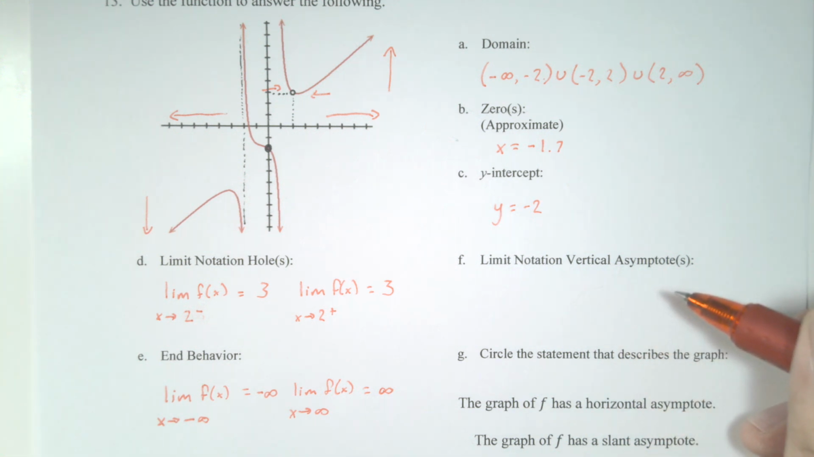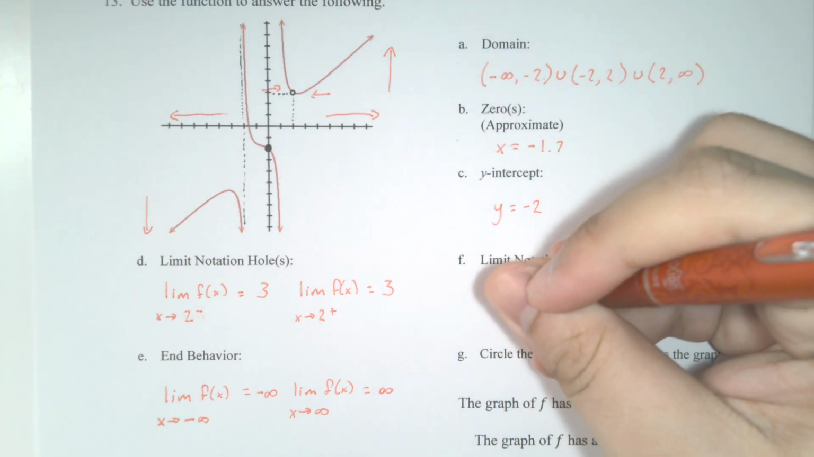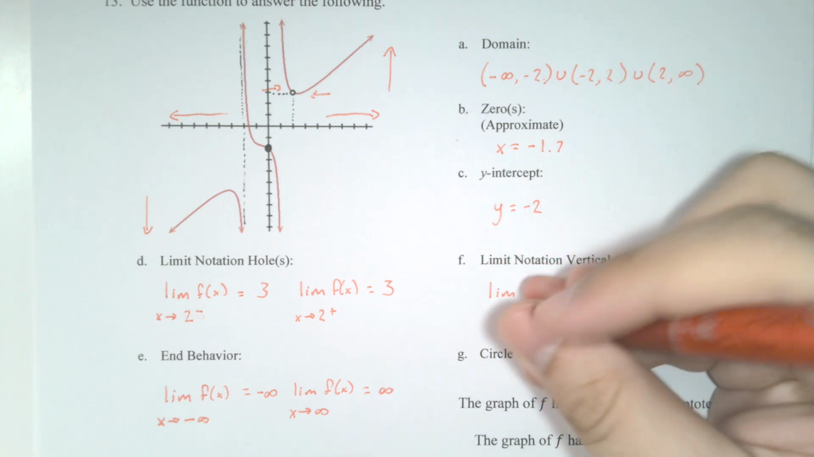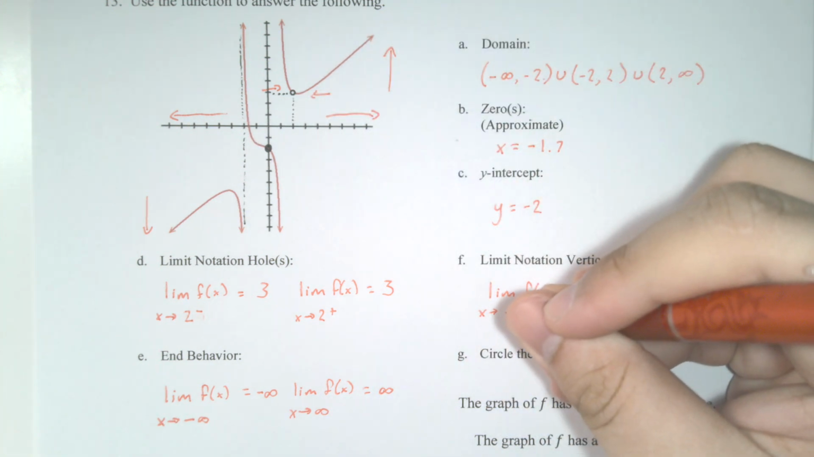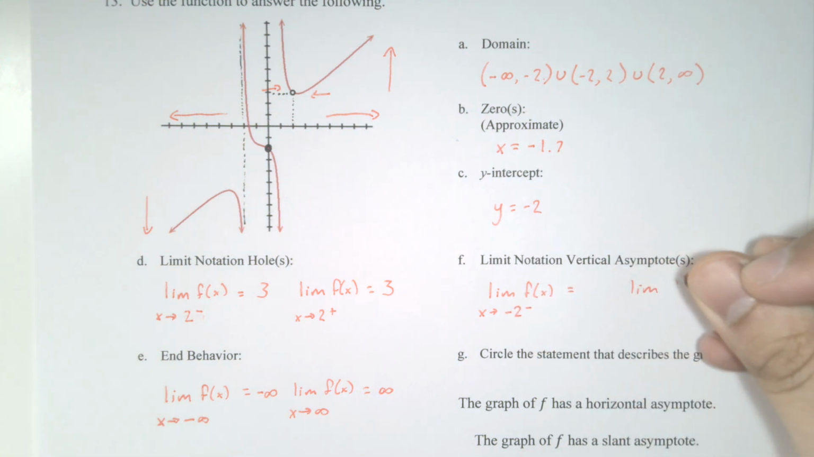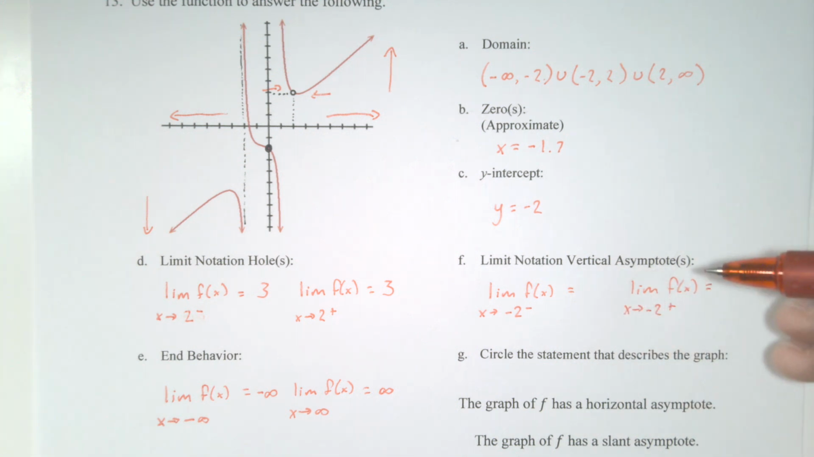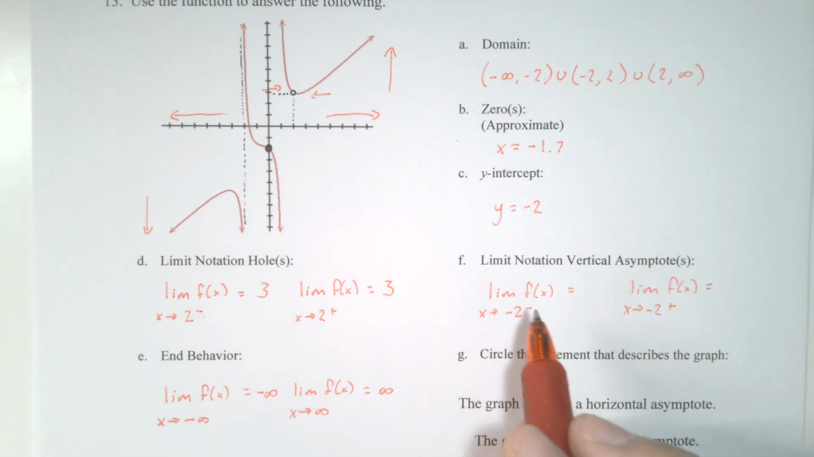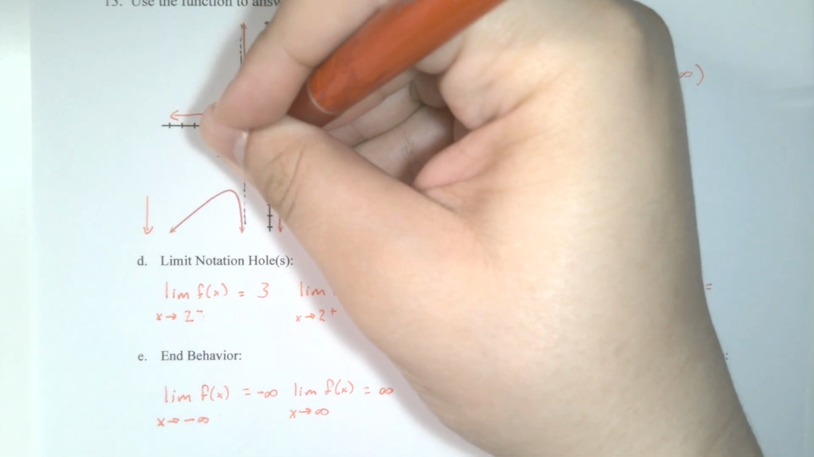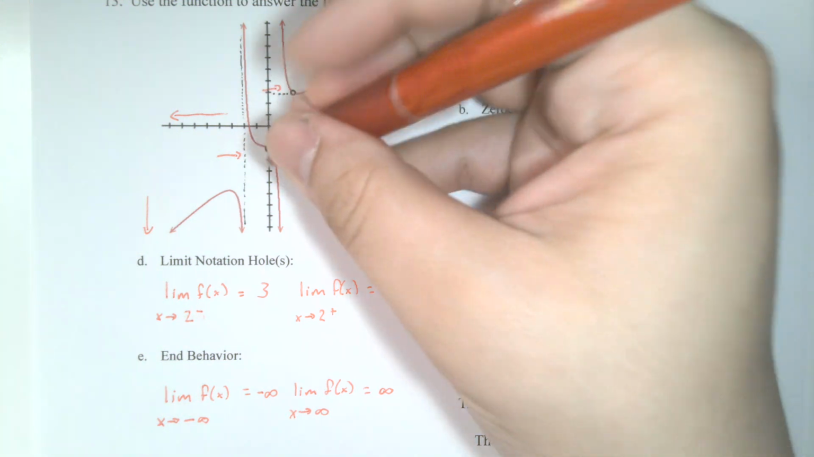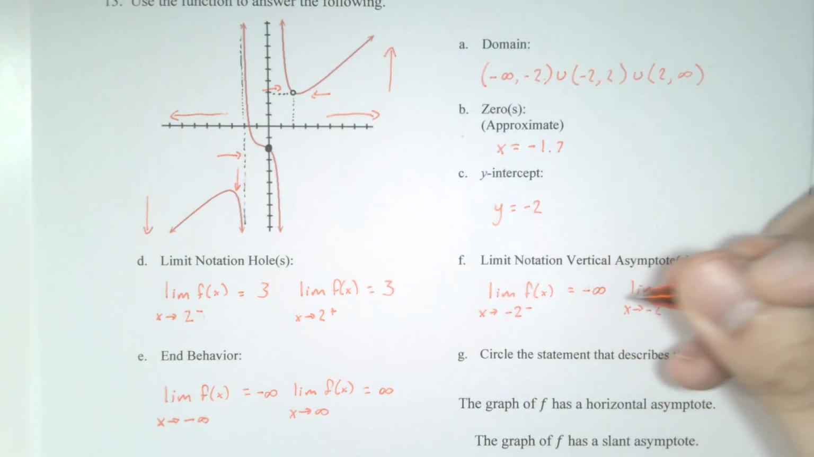Now, what about the limit notation on our vertical asymptote? We only have one vertical asymptote here. And so again, we're going to figure out what it is doing. What is the limit of our function as x approaches negative 2 from the left, and the limit of f of x as x approaches negative 2 from the right? So what's happening? Well, as we approach from the left, as x gets really close to the vertical asymptote from the left, look at what our y value is doing. It's going really far down. So this is going to be negative infinity.